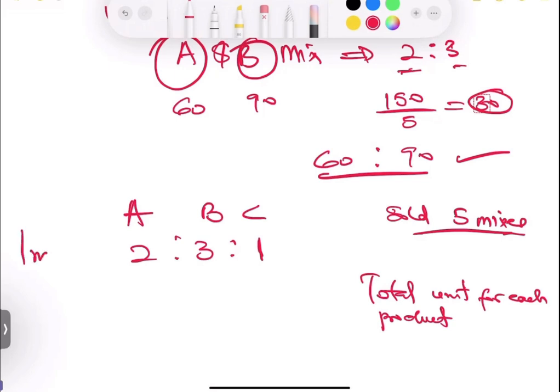Remember, this is one mix. One mix means we are selling 2 units of A, 3 units of B, and 1 unit of C. But now we have sold 5 mixes. So how do we get the units that we sold for each product? How many units of A did we sell?